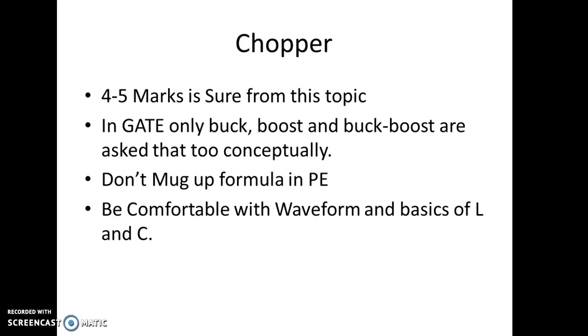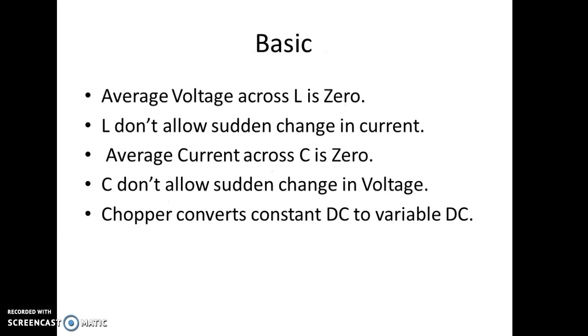Revising, you all know that the average voltage across an inductor is 0. The inductor doesn't allow sudden change in current. Why? Because VL is equal to L di by dt. If the current changes in a very short duration, that is dt tending to 0, then L is equal to V by di by dt, and since di by dt is infinite, L needs to be infinite, which is impossible.